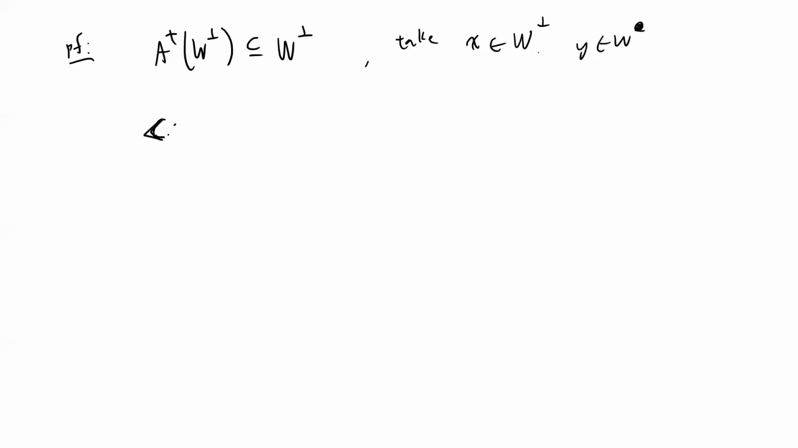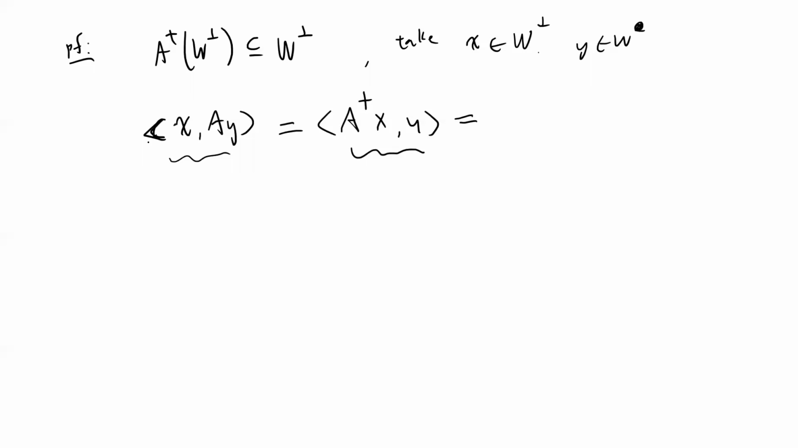The proof is trivial. We are trying to prove that A dagger of the W complement sits inside the W complement. So let's take X to be in the W complement and Y to be in W. Let's see, we have the inner product of X with AY. This is now a general linear transformation. It equals the inner product of A dagger X with Y, which is the definition of dagger.